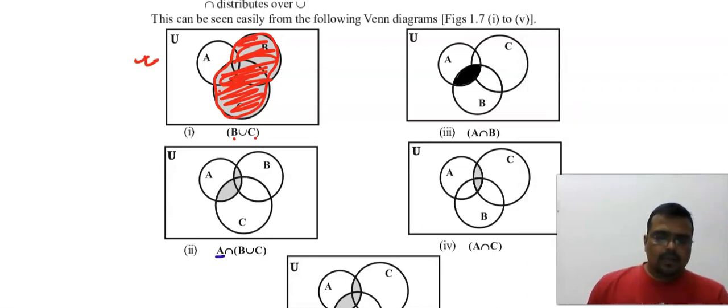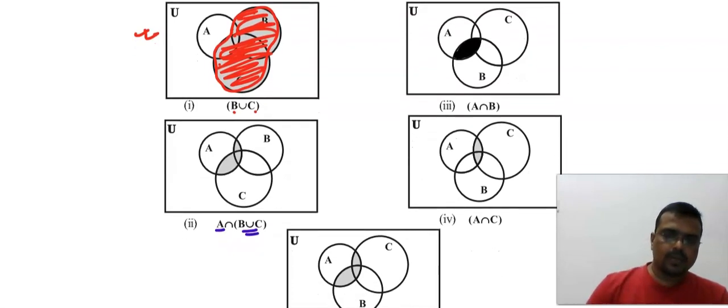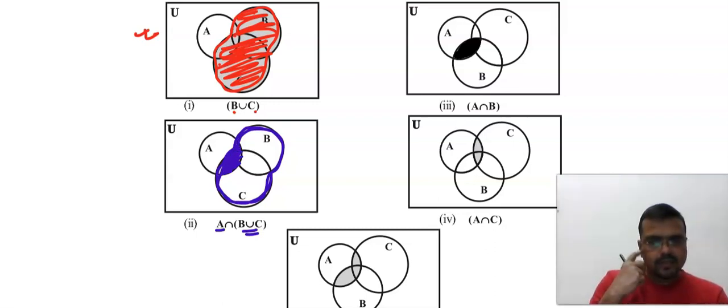It says A intersection B union C. Now, first of all, we will have to color B union C, right? So, what was B union C? B union C was all this, all inside B or C, right? And this portion common with A. So in this portion, what is common with A? You can see here, this is the common part, right? That's the region represented by A intersection B union C. Great.